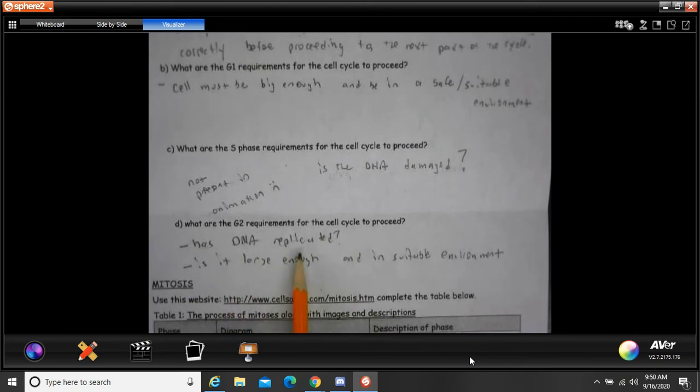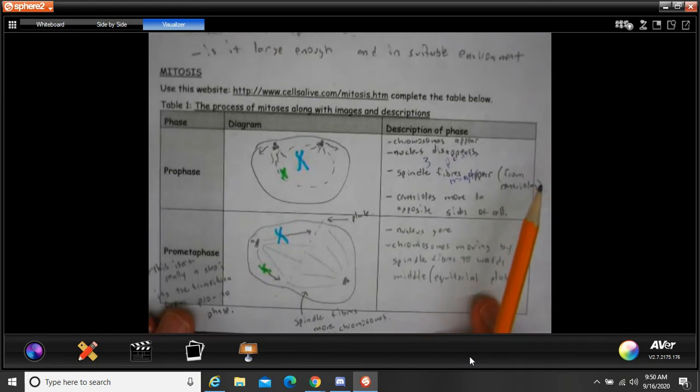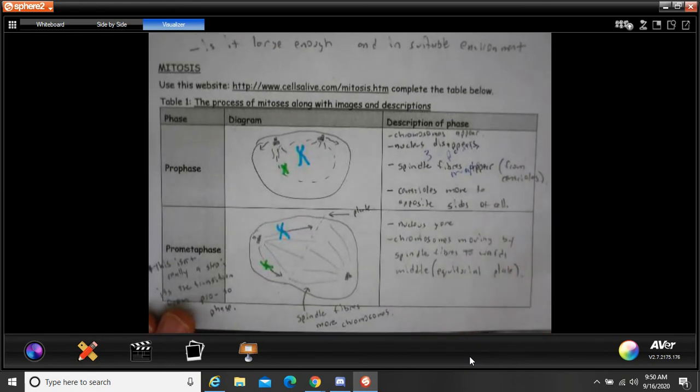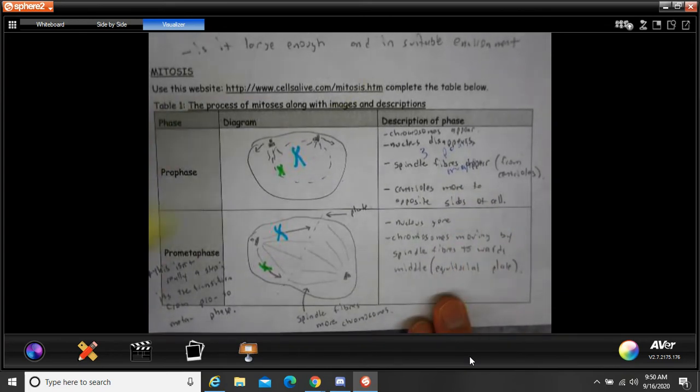The G2 checkpoint is the step right before mitosis, so it's important to make sure the DNA has replicated. If the DNA has not replicated and is not all correct, then it will not proceed forward. And then also, is it large enough so that when it divides, there's enough cytoplasm and contents for two new cells? And then again, is it a suitable environment? Okay. Then after we go through these checkpoints, we're going to end up in the actual mitosis itself. Now I have put in here some additional information.